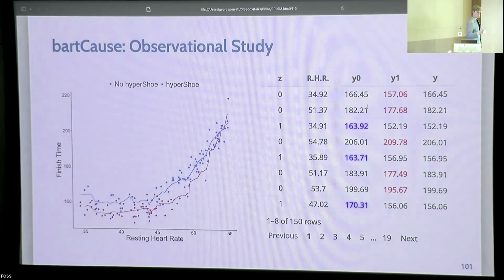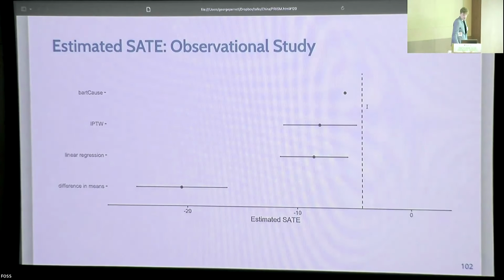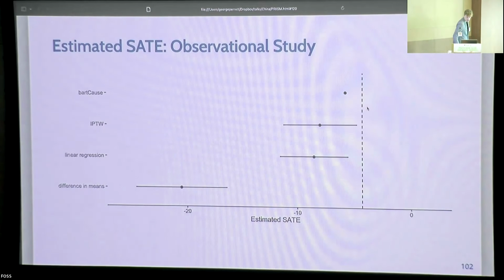We'll fit our BART model. Notice again, the lines are really tightly modeling the data now. And when we go back to our observational study results, we're now covering the true state here.